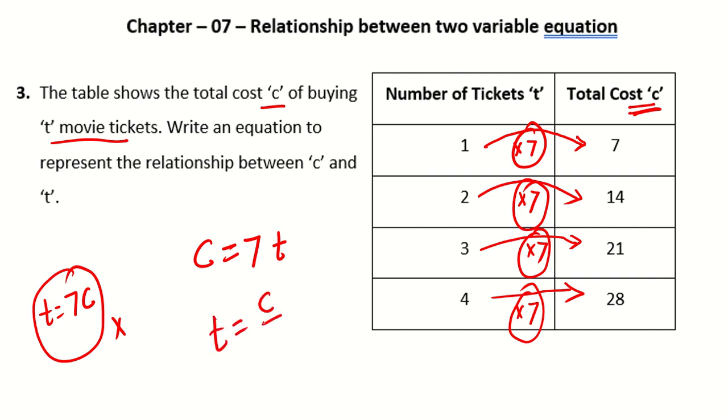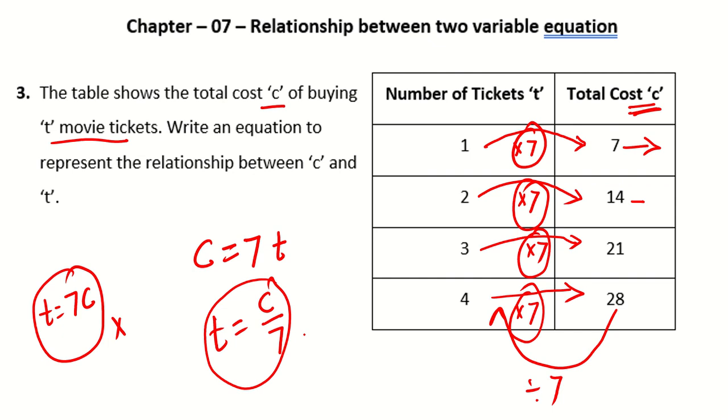T is equal to C over 7. Okay, because if you do the reverse process, then 28 divided by 7 is 4, 21 divided by 7 is 3, 14 divided by 7 is 2, 7 divided by 7 is 1. Okay, so maybe this option will be correct, or if this option is given, then it will be correct.